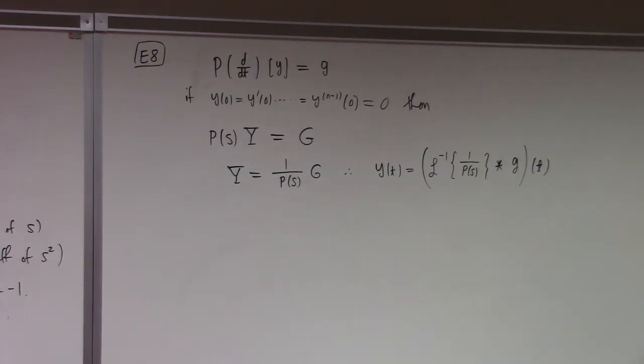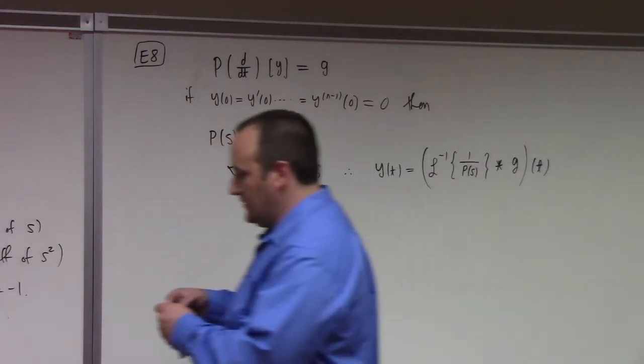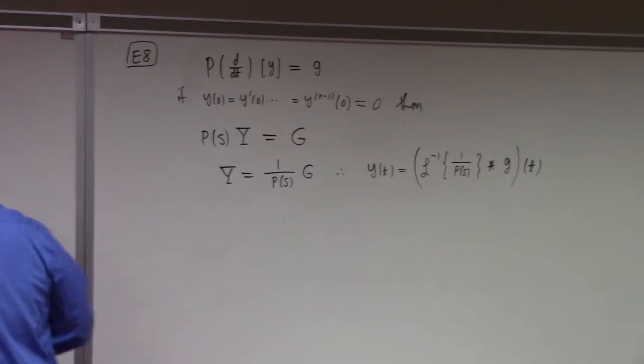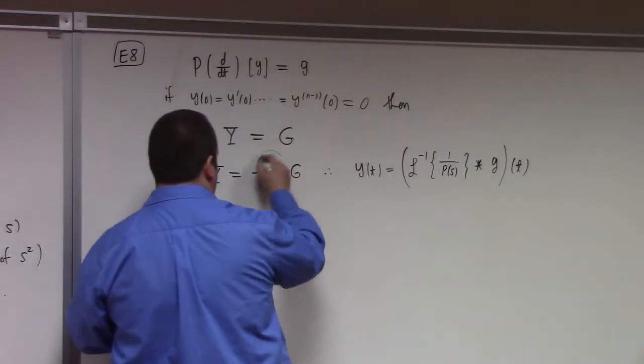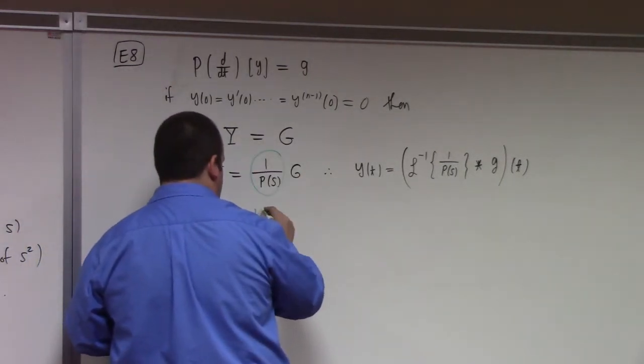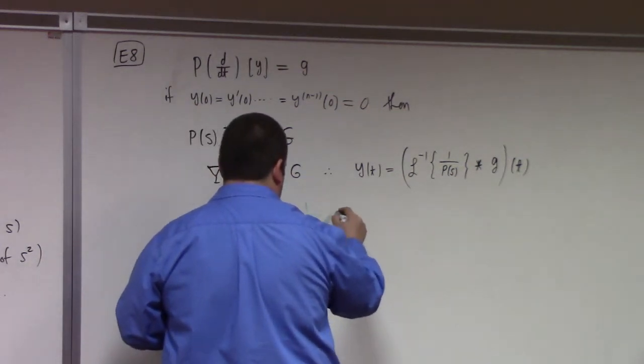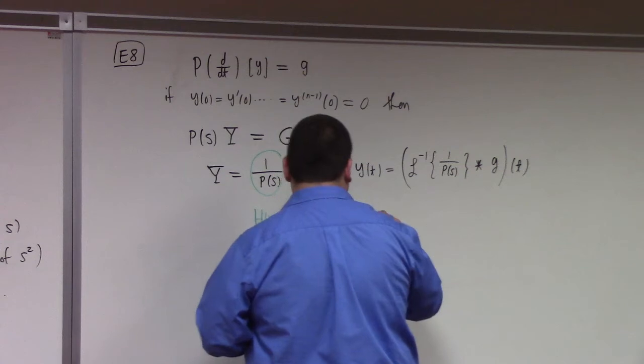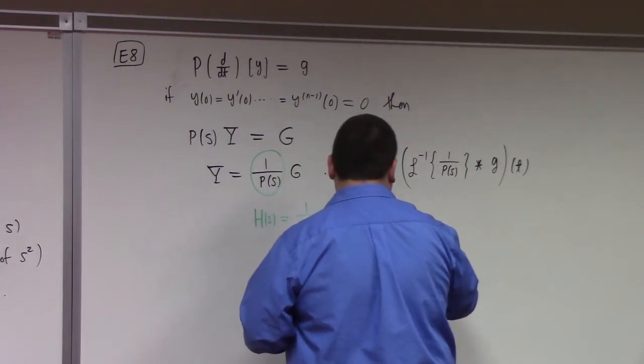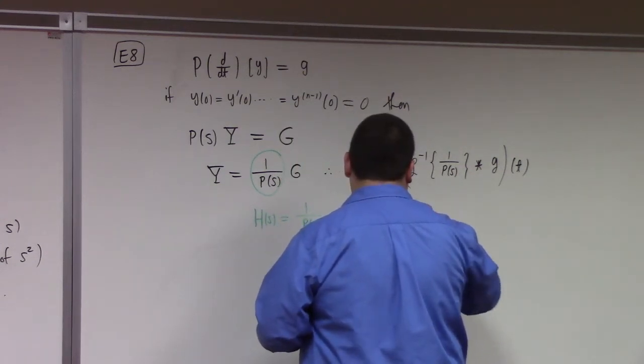So, a little bit of name calling here. In engineering, and also in the textbook, I think if you look in the index, you'll find it. This 1 over p of s is sometimes denoted h of s. This is the transfer function.